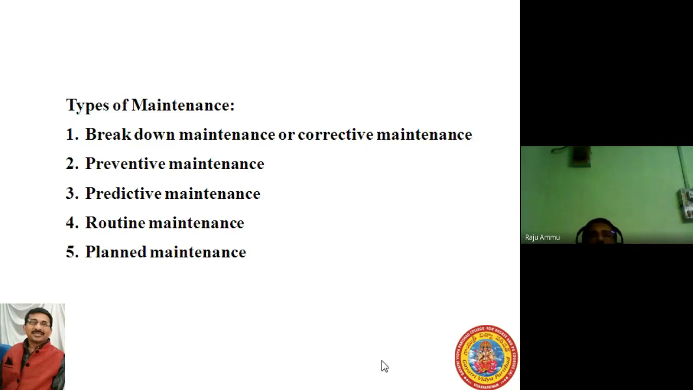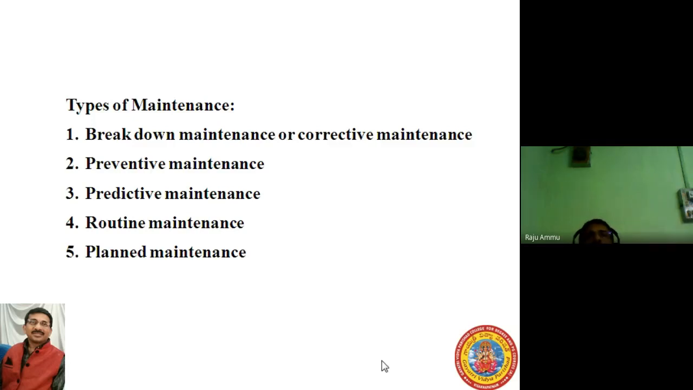Breakdown maintenance also throws light on controlling the cost of repairs, regular and overtime labor costs, and cost of operation of repair shops. It also controls the investment in replacement spare parts that are used when machines are repaired. So all these are part and parcel.